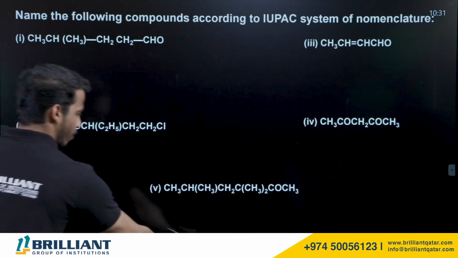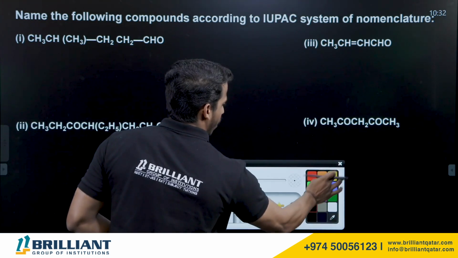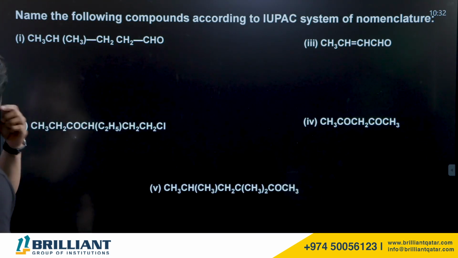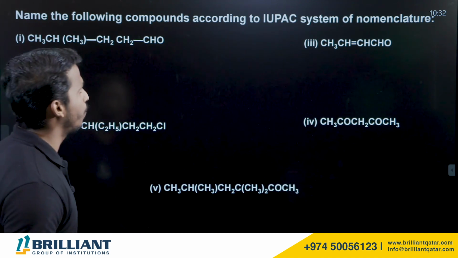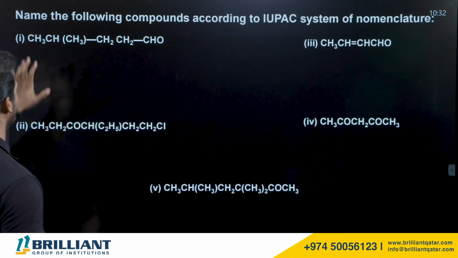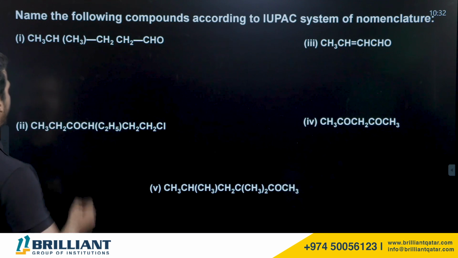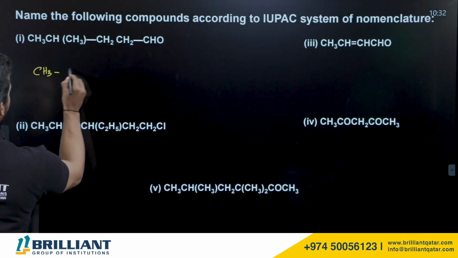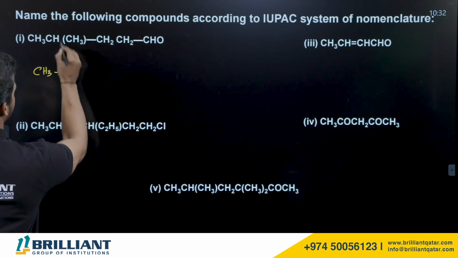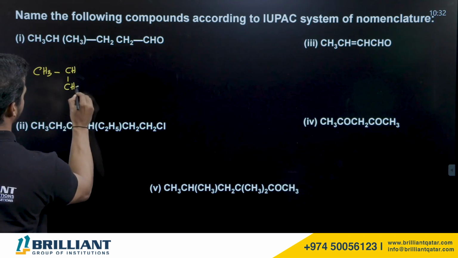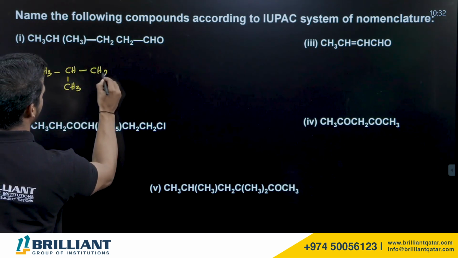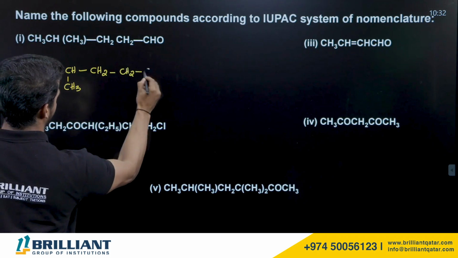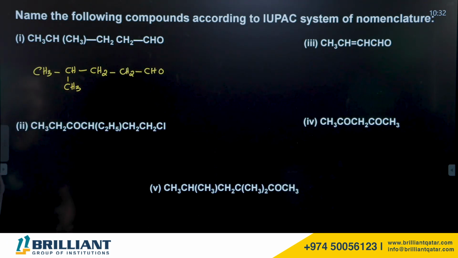So question number 1 we have: name the following compound according to the IUPAC nomenclature rule. So this is the compound given. Let me just expand the compound. I can write it as CH3, CH. On the CH there is a CH3 as a branch. Then CH2, CH2, CHO. This is the compound we have.